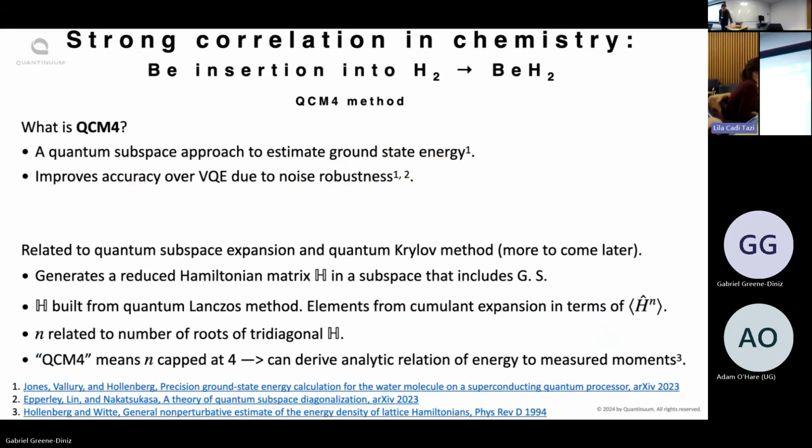This method here is called QCM4, which stands for quantum computed moments to the fourth order, and it's essentially a variant of a quantum subspace expansion involving the Krylov subspace. The Krylov subspace is generated by applications of powers of the Hamiltonian to some reference. The 4 means that you cap that at the 4th power of the Hamiltonian, because people have derived an analytic relation of the energy to the 4th order of the Hamiltonian through things called cumulants or connected moments.